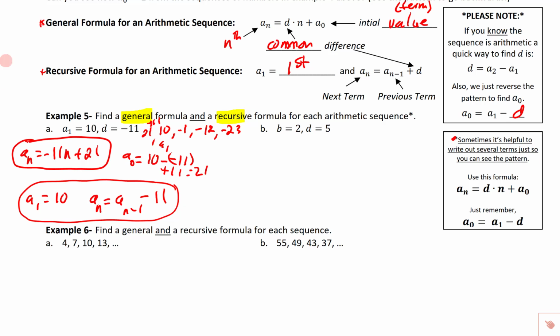So on the next one, let's take a look at this. It says b equals 2. Now remember, if there's nothing written there, that's going to be the first one, and then the common difference is 5.